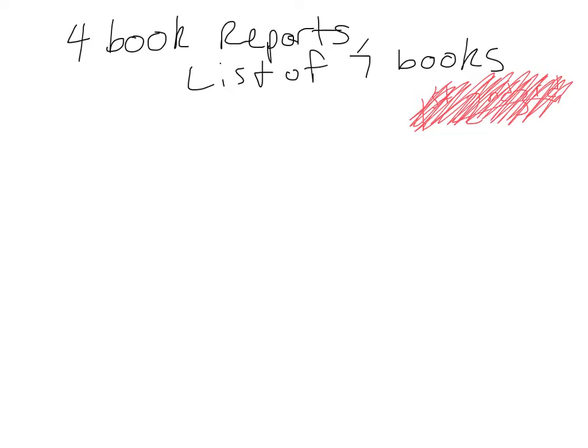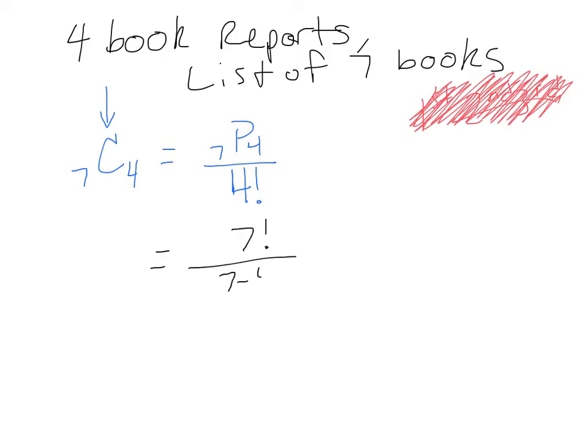So it sounds like you're choosing from 7, you're choosing 4. Order doesn't matter, so we're using this combination. And any combination can be written as a permutation divided by whatever you're choosing, its factorial. So here we have it. Let's take a look at 7 factorial over 7 minus 4 factorial, still with the 4 factorial, don't forget that. That's the most common mistake.